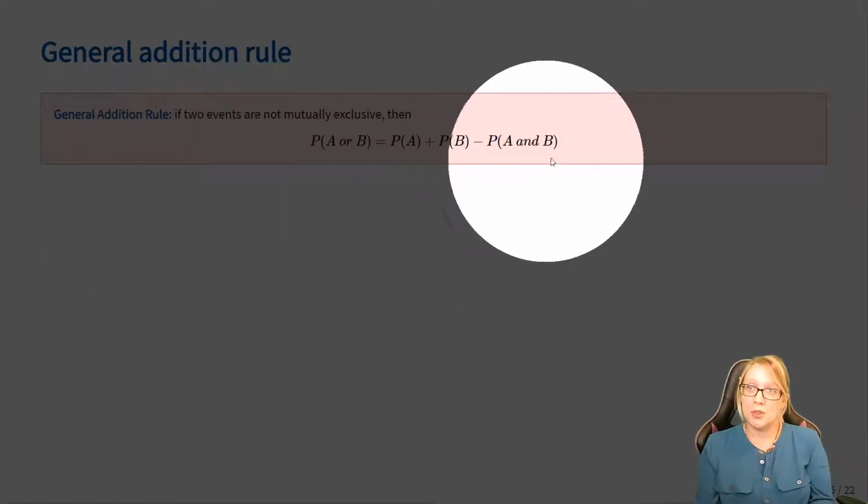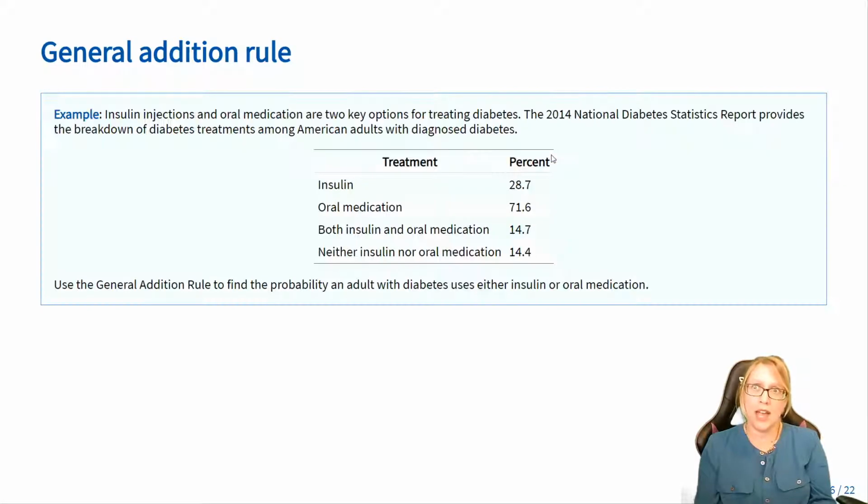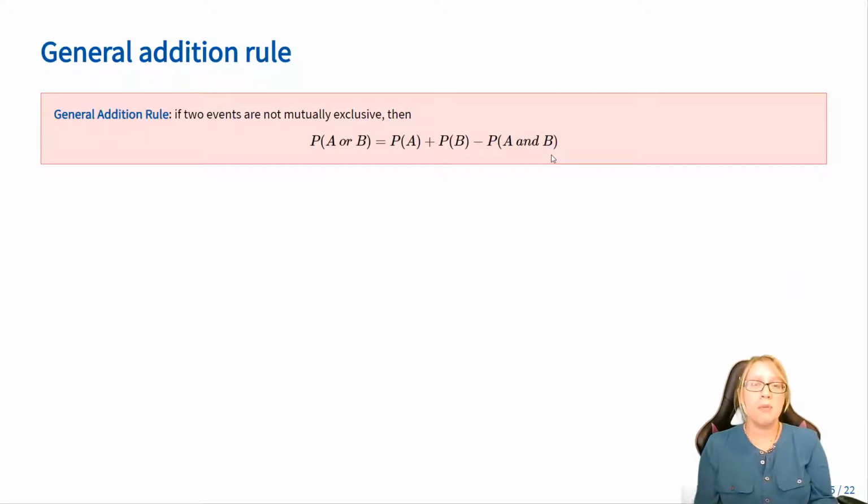Why are we subtracting this away? Well, it turns out that if we don't, we double count that region. The probability of A and B is contained within A, but it's also contained within B. It's where those two Venn diagram circles, if you will, overlap. We don't want to double count that probability, so that's why we're subtracting the probability of A and B.